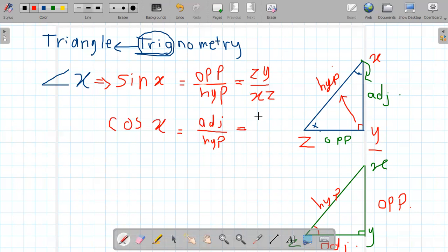XY? Adjacent, yes. XY over what? The hypotenuse equals what? XZ. Excellent.